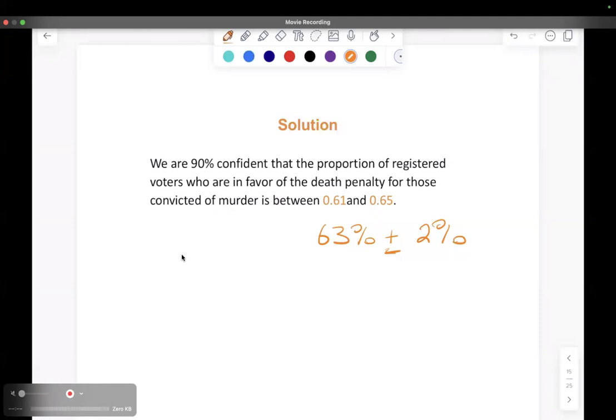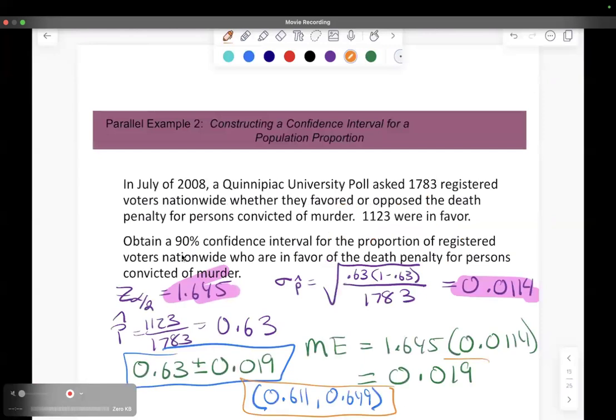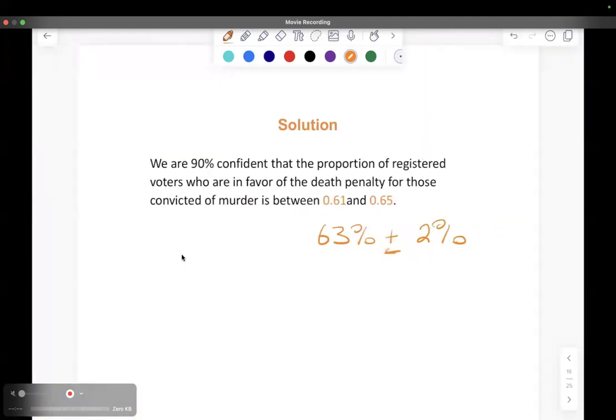Where's the 2% coming from? Because my margin of error is right here. I just rounded it to 2%. Oh, okay, so it's all coming from this example. Yes. Okay, thank you. You're welcome. Anyone else?